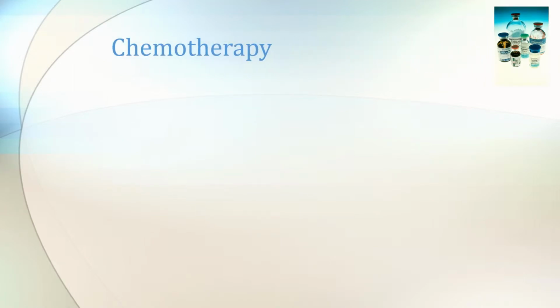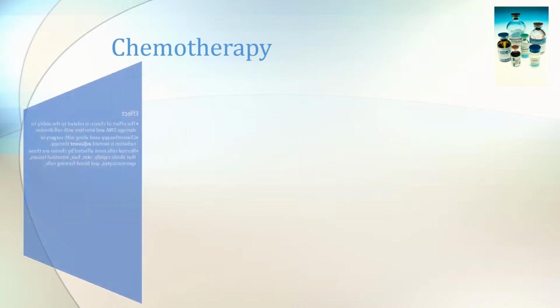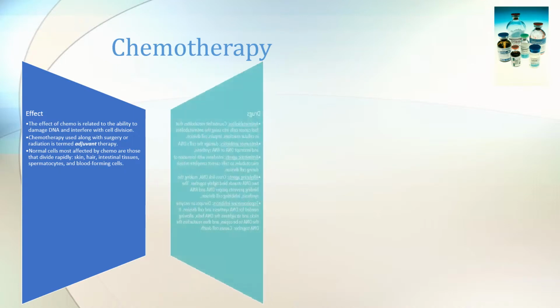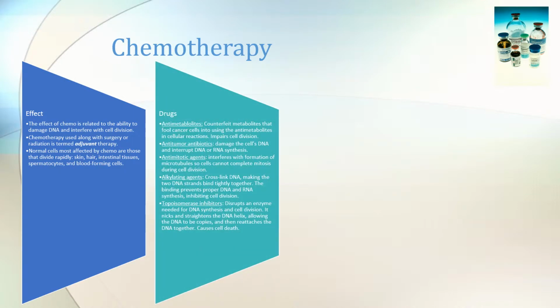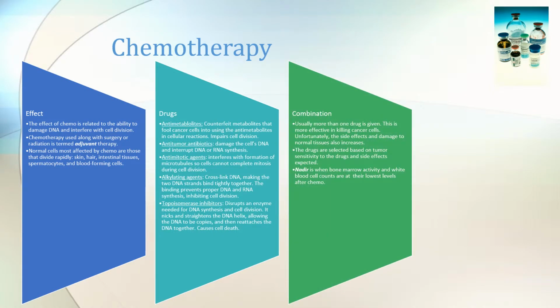Chemotherapy is the treatment of cancer with chemical agents used to cure and to increase survival time. Some of the drugs used for chemotherapy are antimetabolites, anti-tumor antibiotics, antimitotic agents, alkylating agents, and topoisomerase inhibitors. Combination therapy includes usually using more than one drug. This is more effective in killing cancer cells.